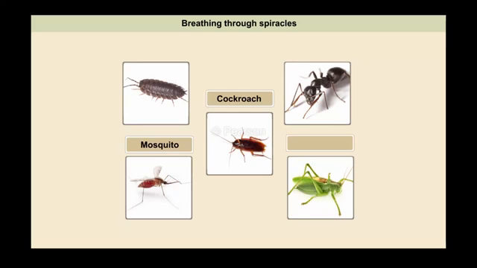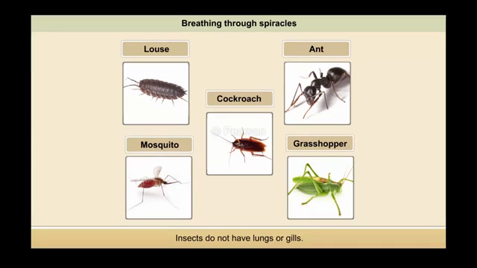Cockroaches, mosquitoes, grasshoppers, lice, and ants are some insects. Insects do not have lungs or gills. Their blood does not carry oxygen.